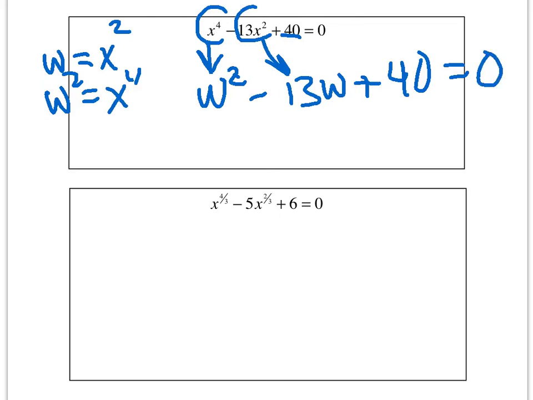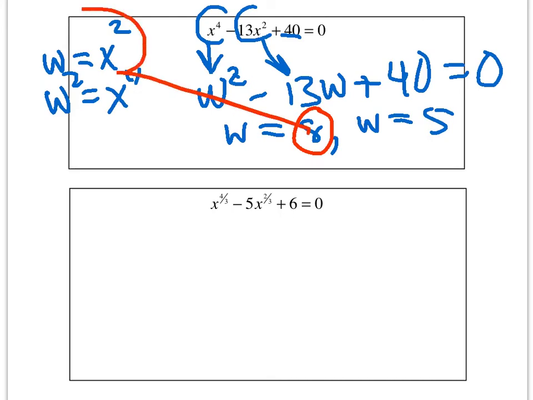Again, this is factorable. The factors are w minus 8 times w minus 5, and that gives us w equals 8 or w equals 5. And once again, you have to take those values for w, 8 and 5, one at a time, and substitute them into the equation that you wrote down that gives you the relationship between w and x.